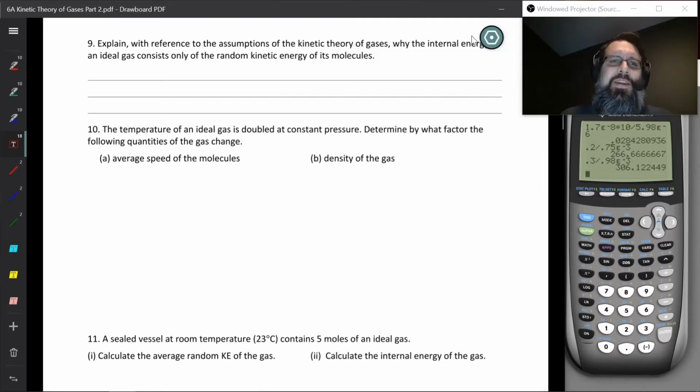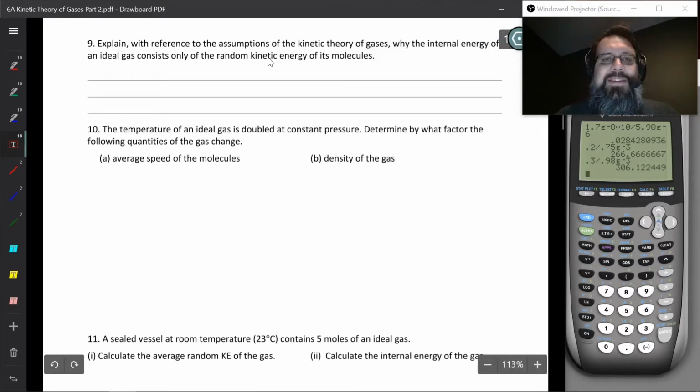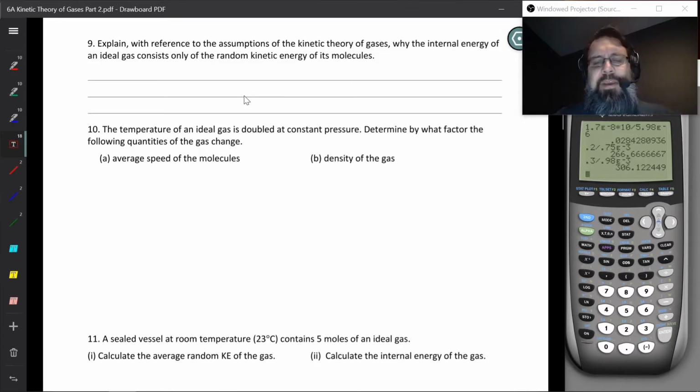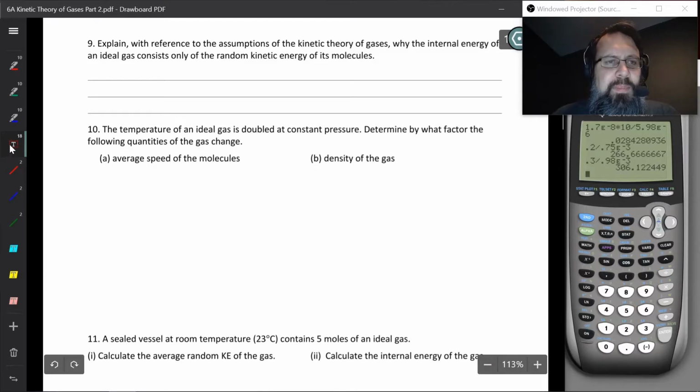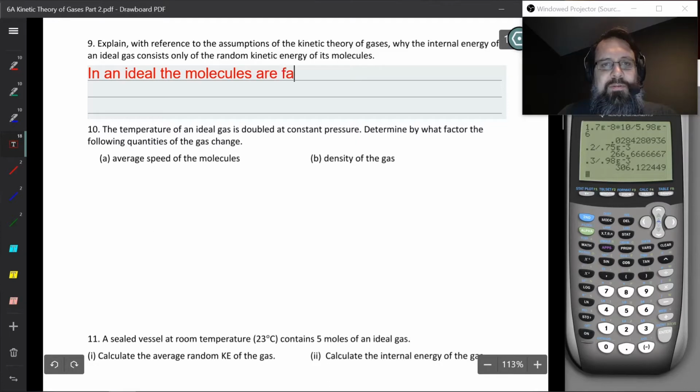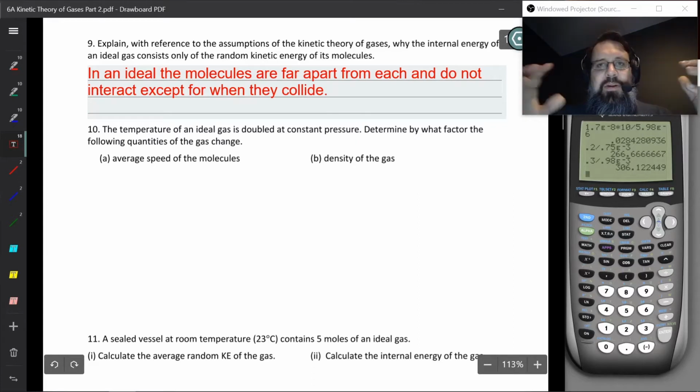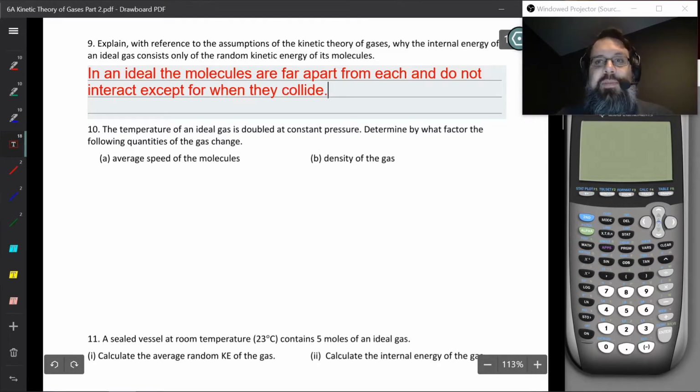Let's get started. The first question is: explain, with reference to the assumptions of the kinetic theory of gases, why the internal energy of an ideal gas consists only of the random kinetic energy of its molecules. This goes back to the assumptions of the ideal gas that we set out at the beginning when we derived the model. We said that the gas particles are extremely far apart from each other. So in an ideal gas, the molecules are far apart and do not interact except when they collide. This means there are no interparticle forces. The particles aren't interacting except for the physical contact they make. So there's no interparticle potential energy.